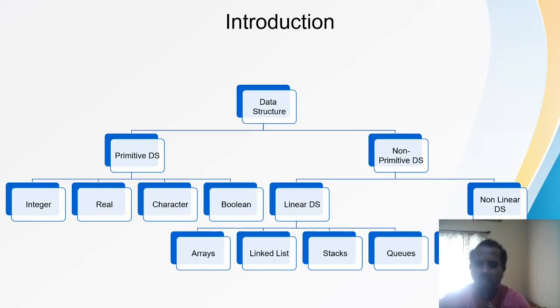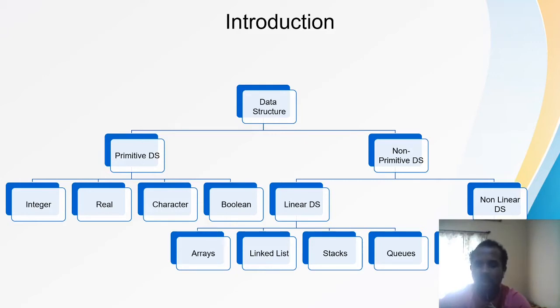Non-primitive data structure can be divided into two groups, linear data structure and non-linear data structure. Today we will see about the linear data structure. Linear data structure can be divided into arrays, linked list, stacks and queues. When you can say any data structure is linear: if the elements are arranged in a sequence, then we can say that the data structure is a linear data structure.